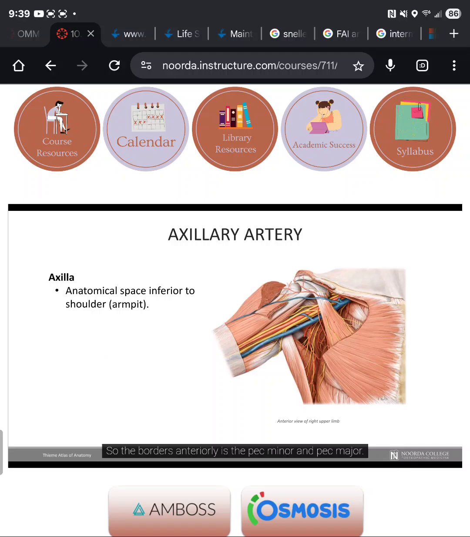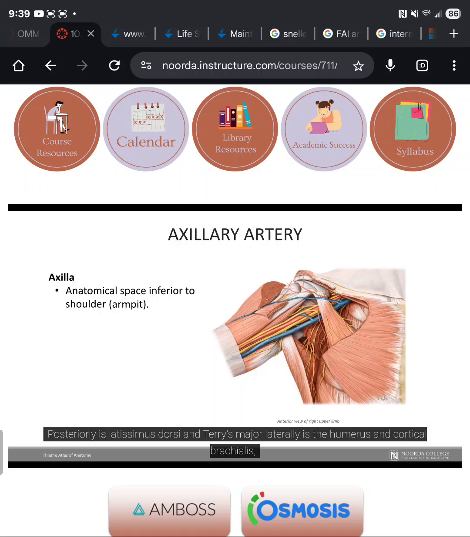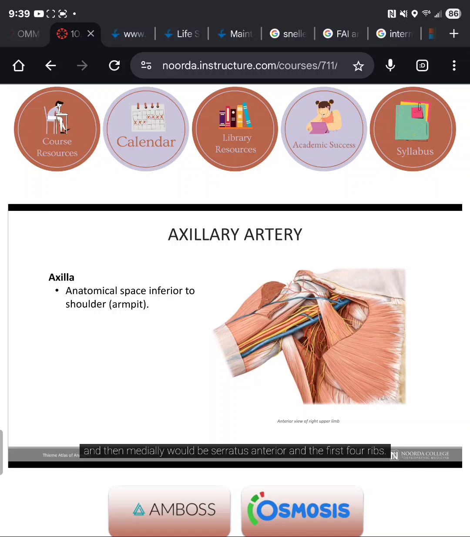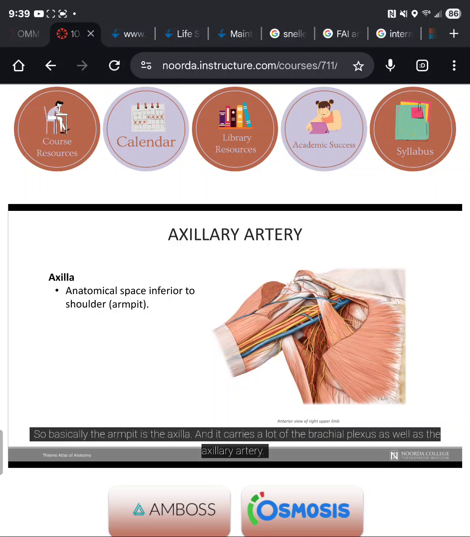So the borders anteriorly is the pec minor and pec major. Posteriorly is latissimus dorsi and teres major. Laterally is the humerus and coracobrachialis. And then medially would be like serratus anterior and the first 4 ribs. So basically the armpit is the axilla, and it carries a lot of the brachial plexus as well as the axillary artery.